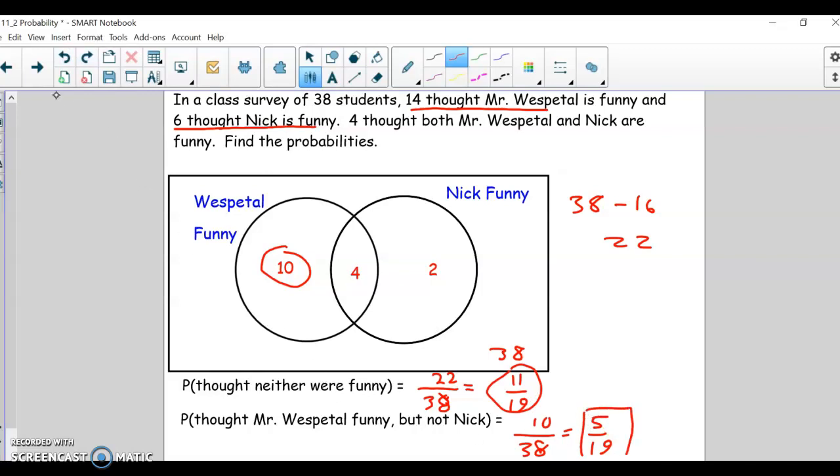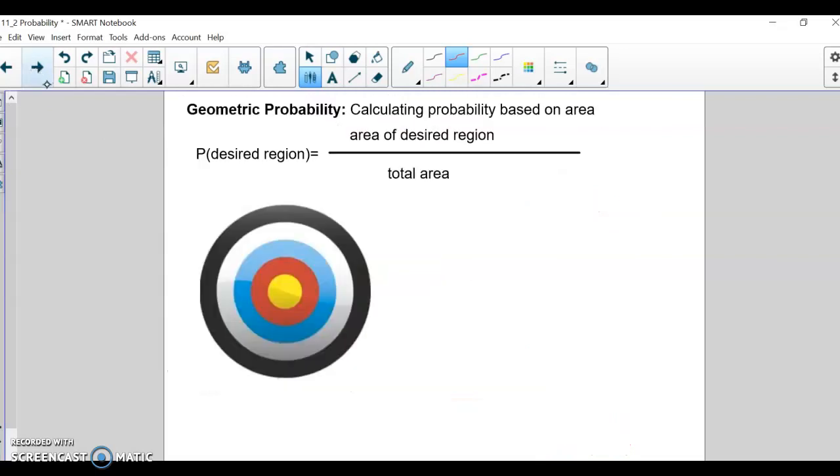Okay, hopefully that makes sense. So the last type of thing then is called a geometric probability. When you do this, we'll have an area we're trying to hit, like maybe the bullseye, and that'll be the top number in the probability, and then the bottom will be the total. So it's favorable out of total again, just with area.